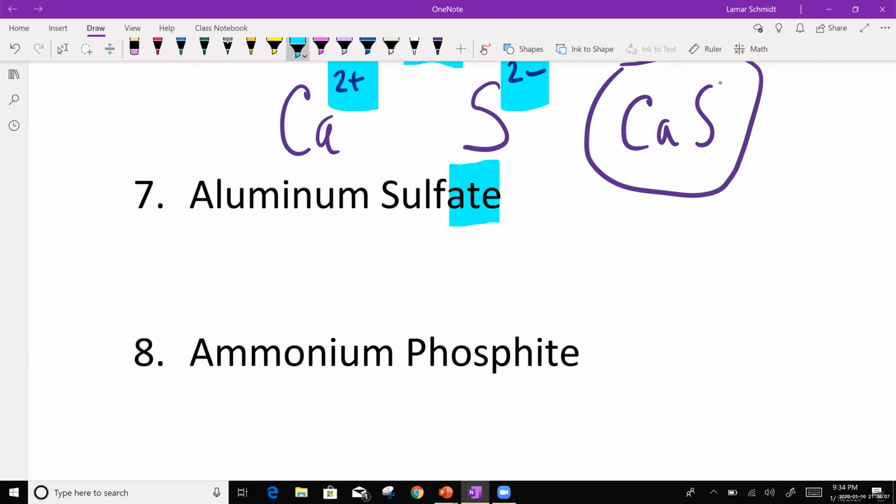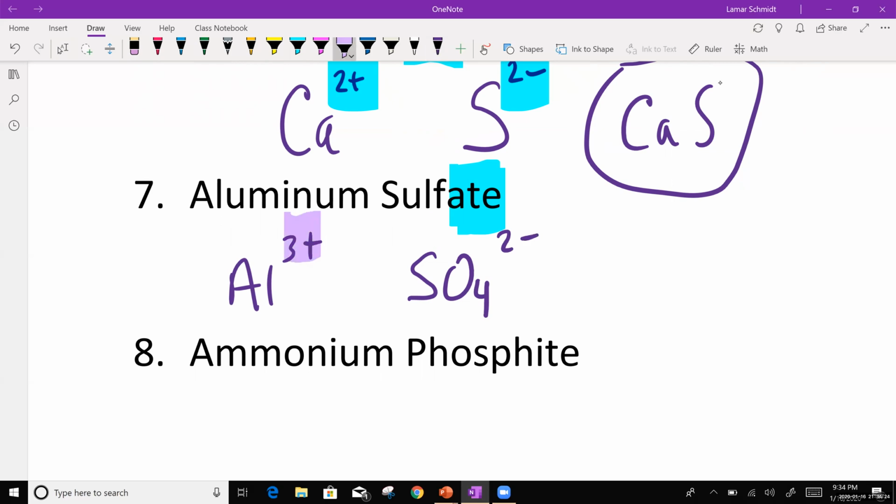We have 8. Got to make sure you look that up on your polyatomic ion sheet. So we look at aluminum, Al3 plus, and sulfate is SO4, 2 minus. Now you will notice that 3 plus -2 does not equal 0. So we must make those charges equal 0, and we do that by switching. But before we do, because they didn't equal 0 and you have a polyatomic, you must put a parentheses.